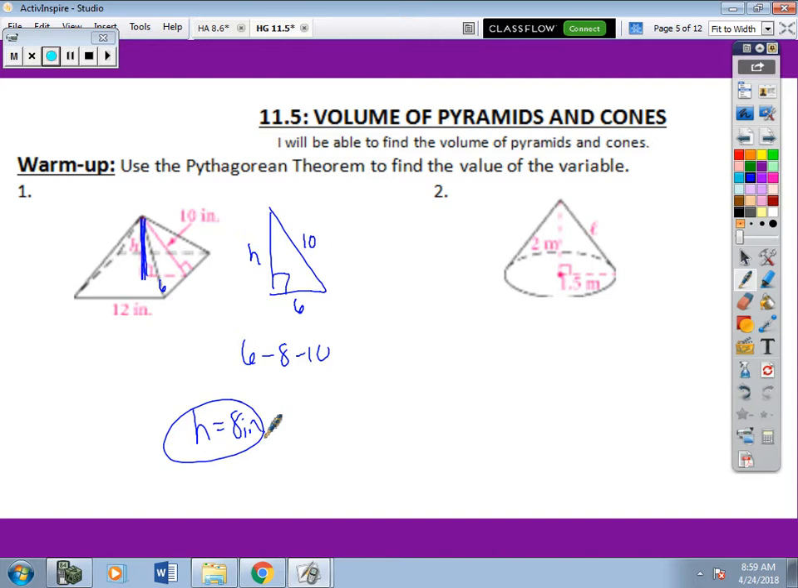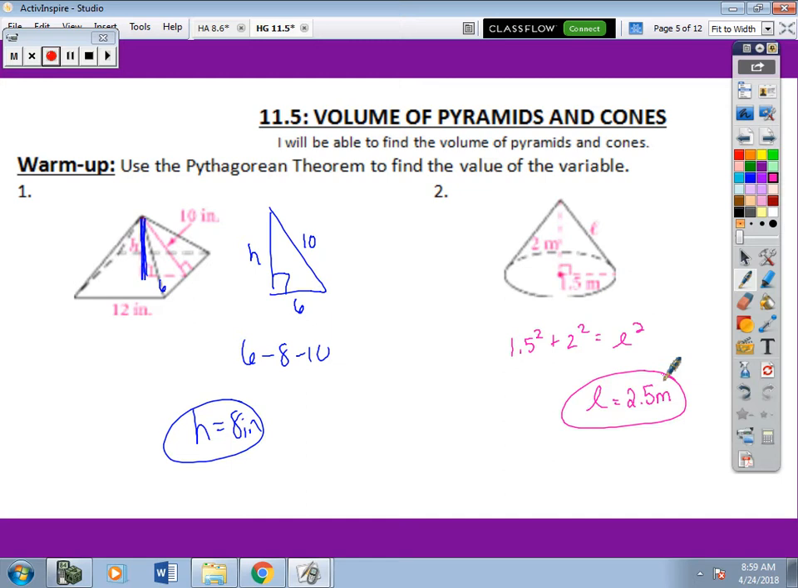This one we would probably have to do the Pythagorean theorem to find our slant height. And what do we get? Marquise? 2.5 meters.